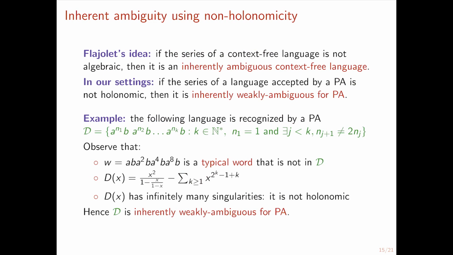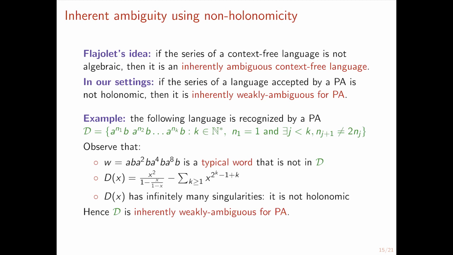exactly in the same fashion as the technique of flageolet for ambiguous context-free languages. Let us give an example of such a technique. The language D, which consists of blocks of A separated by B's, such that at some point in the word, one block is not the double of its preceding one.